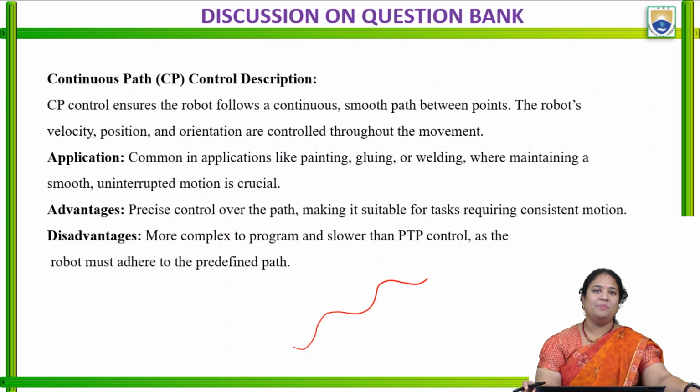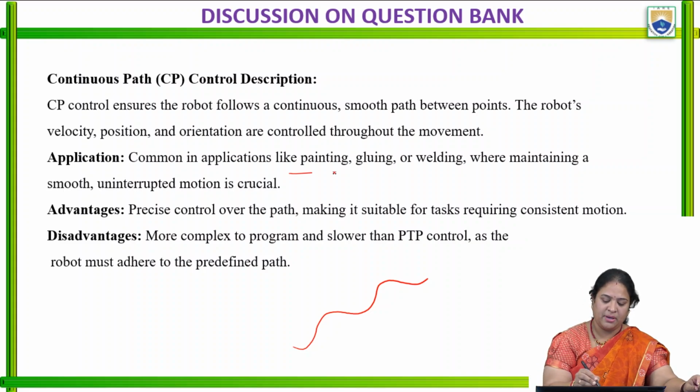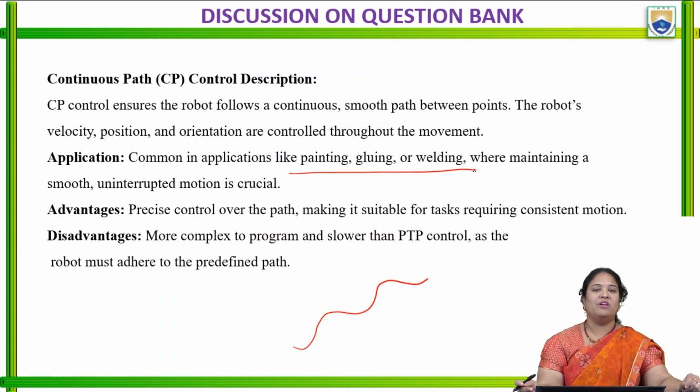And the best examples for this particular continuous path control system are painting, spray painting, or continuous welding, where we need to maintain a smooth and uninterrupted motion. It is like a spray painting or welding operation, or when we need an uninterrupted, smooth movement of the path to take place. There we generally use the continuous path control system.